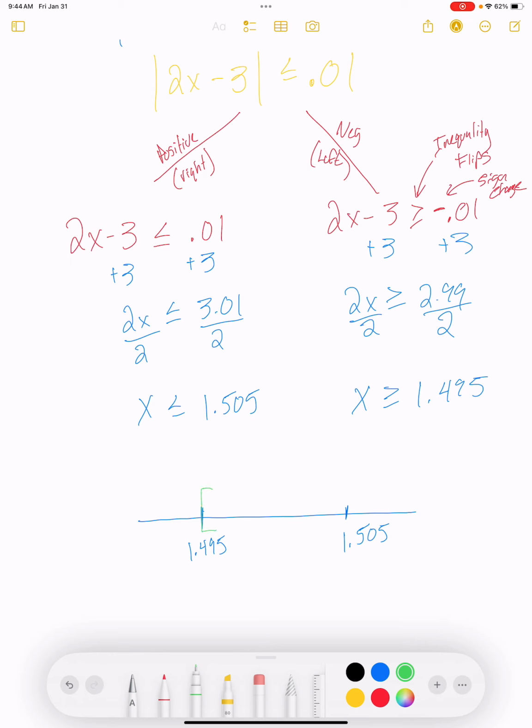I'll put these brackets. When something can be equal to, you use brackets. When something is not going to be able to be equal to, use parentheses. Here, we're talking about brackets because I'm saying this one can equal, and this one can equal. And then we're in between those. X is greater than or equal to 1.495, and X is less than or equal to, for both of them, 1.505.